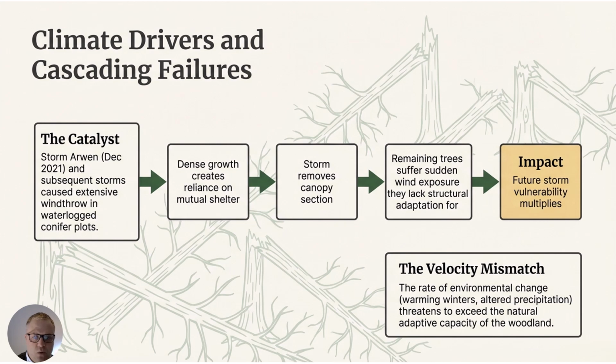So these strong storms have actually removed some of the open canopy areas, and some of the remaining trees suffer sudden wind exposure. So future storms may even cause more damage. And in order to grow trees at the rate the storms are coming, there is this mismatch that is occurring in this woodland.